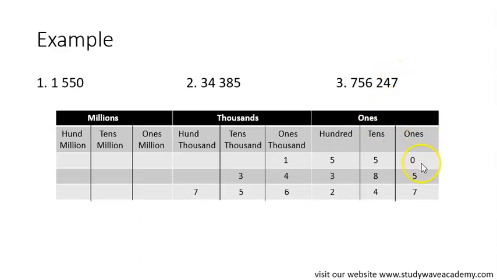7 in the ones column in the ones, 4 in the ones column in the tens, 2 in the ones column in 100, 6 in the thousand column in 1,000, 5 in the thousand column in the tens thousand, 7 in the thousand column in the 100,000. So we have 756,247. Do we understand this method?